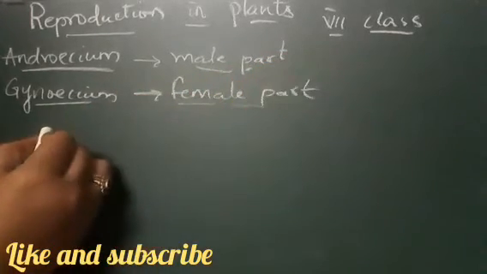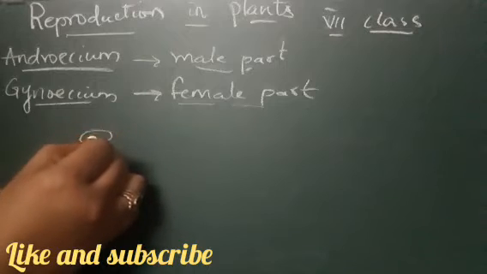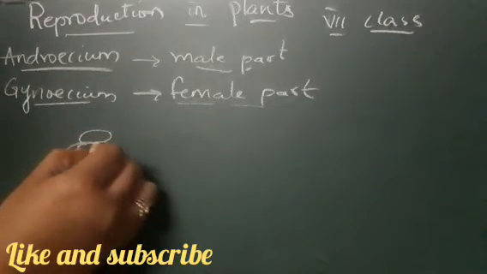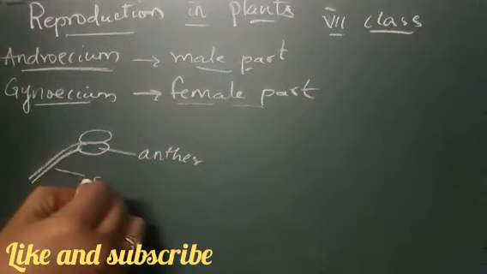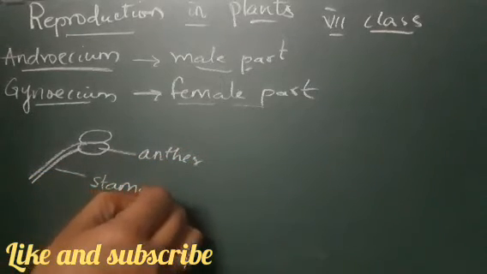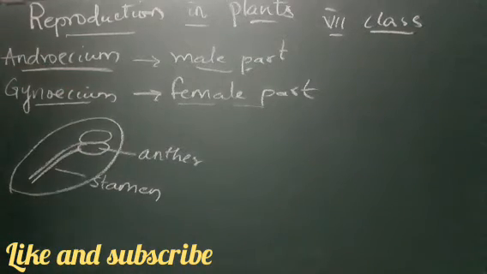So what are we having? We are having one stalk like this, and on this we are seeing that there are some sacs or anthers attached. Okay, this is nothing but the stamen. So these all together will form a male part which is called androecium.